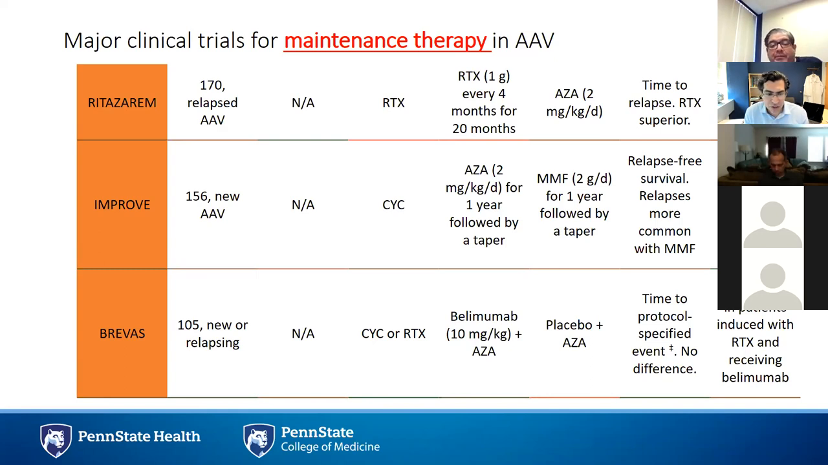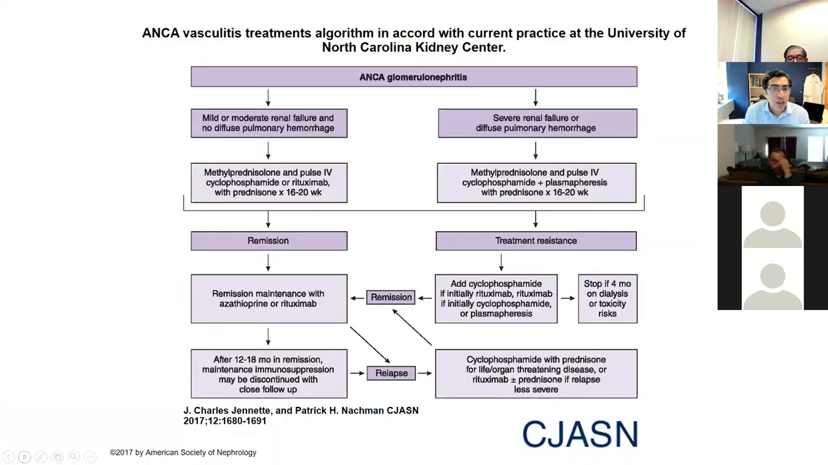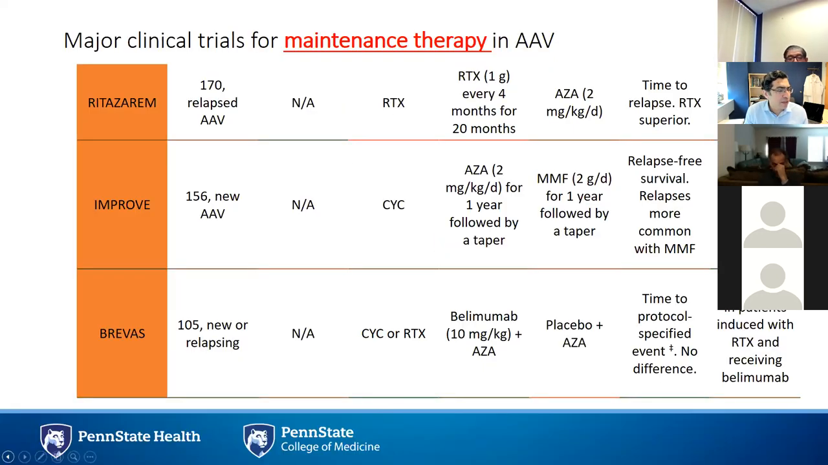And there's another important trial called BREVAS, 105 patients. In this trial, this was a belimumab trial with placebo and azathioprine, and again, this is a no difference trial. And no relapses were noted in patients who got rituximab to begin with, and then they received this new belimumab maintenance therapy. So, any comments on the maintenance from my panel experts? Any drug which stands out to you, or any concluding remarks?